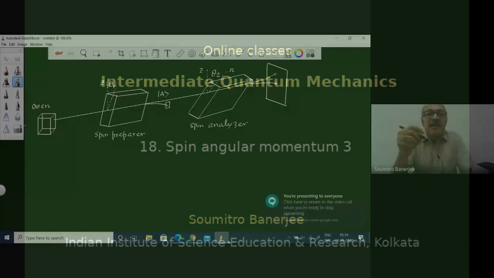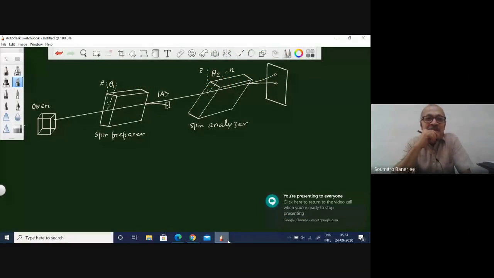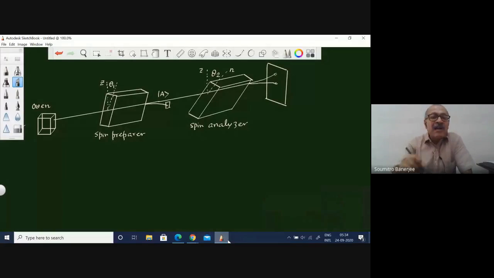Okay, you can see that I have drawn a picture on the screen. And here is an oven which produces the silver atoms in a heated state, and that shoots off in this line. And here is a Stern-Gerlach apparatus, and I have drawn it like a box, but this orientation is the orientation of the magnet. Okay, and you can see that the orientation is not exactly in the z direction, it is at an angle θ1 with the z direction.